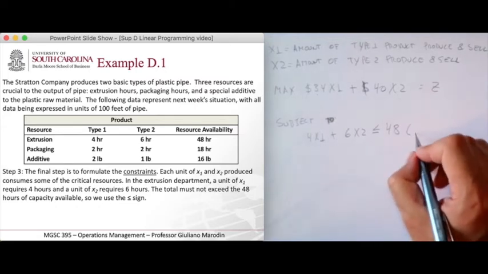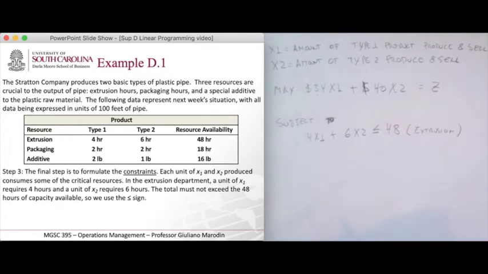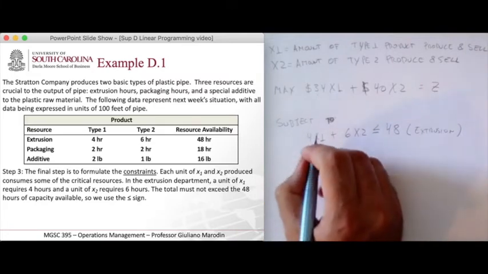And that will be my extrusion constraint, okay? So again, you have to pay attention to those things. Linear programming is not an easy thing. You have to pay attention to those details, right? But you can get it. I know you guys are smart.